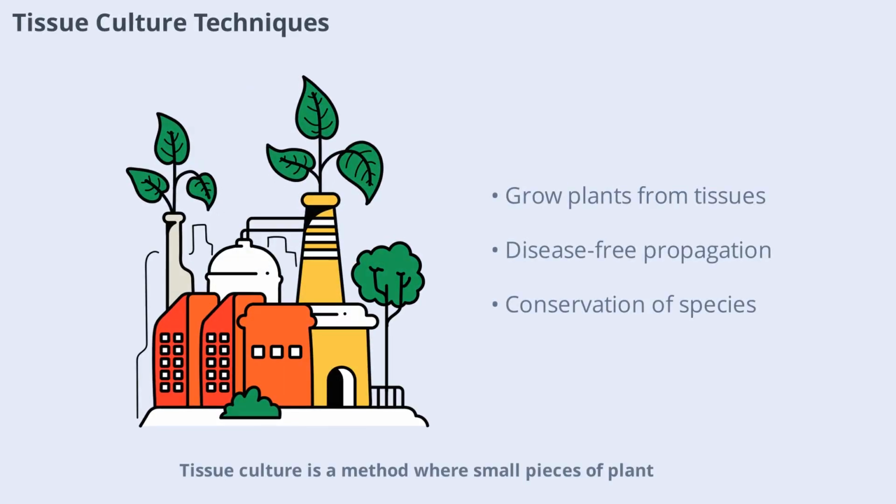Tissue culture is a method where small pieces of plant tissue are grown in a controlled environment to produce new plants. This technique allows for the rapid multiplication of disease-free and genetically identical plants. It's especially useful for propagating rare or valuable crops and for conserving plant species. Tissue culture plays a vital role in modern agriculture, enabling large-scale production of high-quality plants and supporting research into plant genetics and breeding.